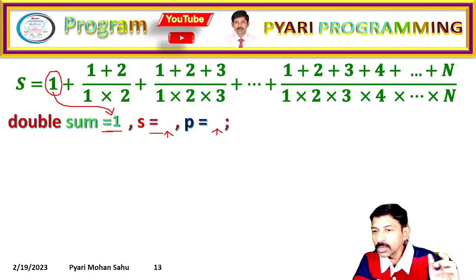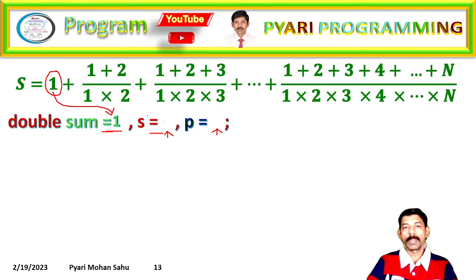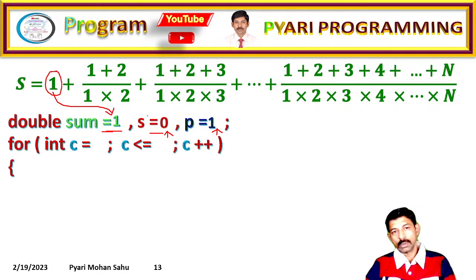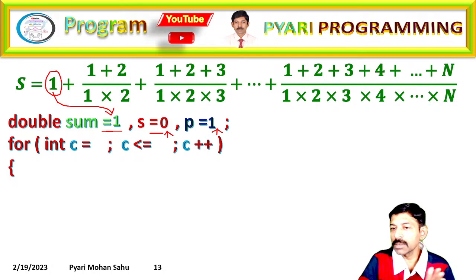But what about this one? 0 and 1. Good. This is the correct answer. 0 and 1 this time. This is 0 and this is 1. Now for loop. For loop. It took a long time for your answer to come, Badal Raj.